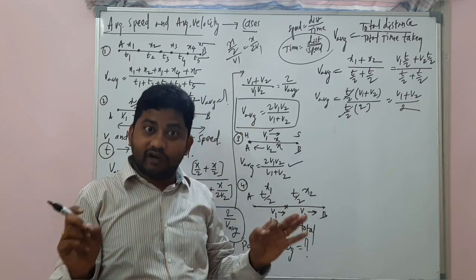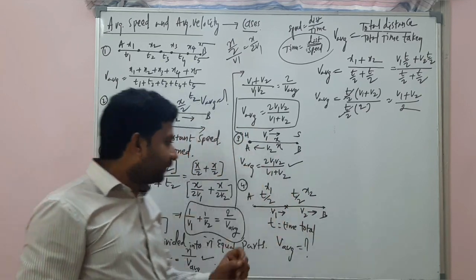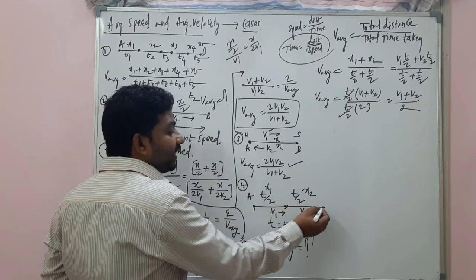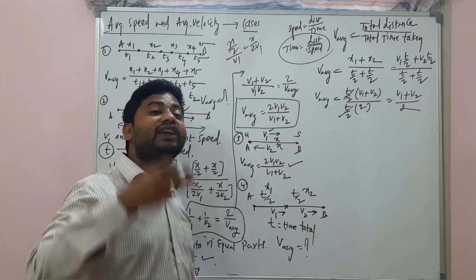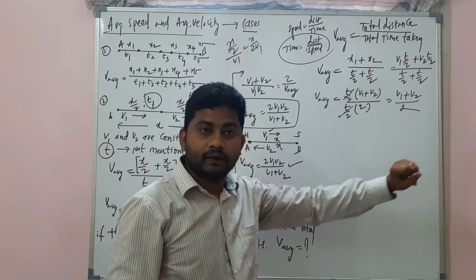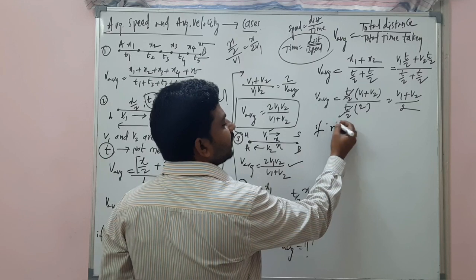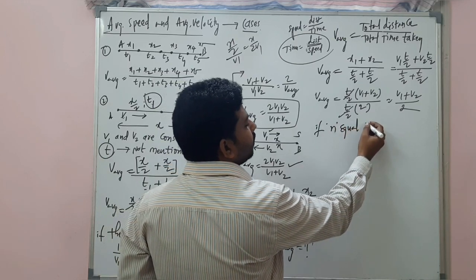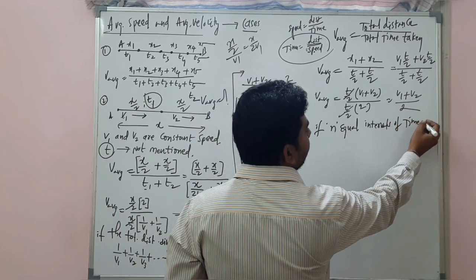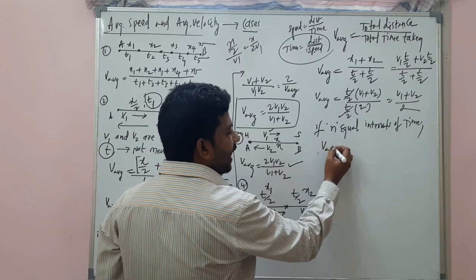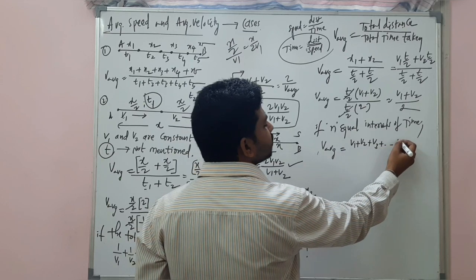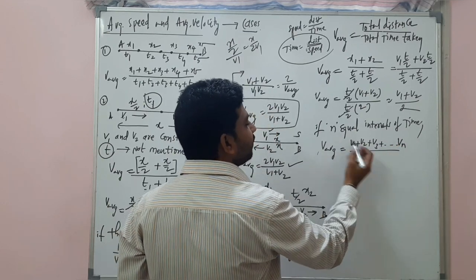Here 2 indicates the number of equal intervals of time. How many time intervals are there equally? 2 here. If the total time is divided into 3 equal intervals of time, here you get 3, and 3 velocities. If there are n equal intervals of time, your average speed or average velocity is v1 plus v2 plus v3 and so on up to vn, divided by n.